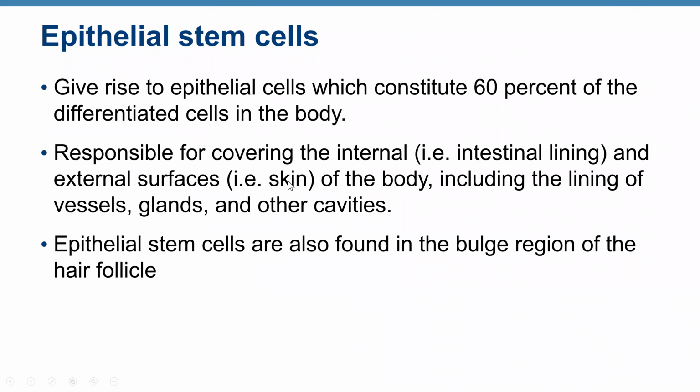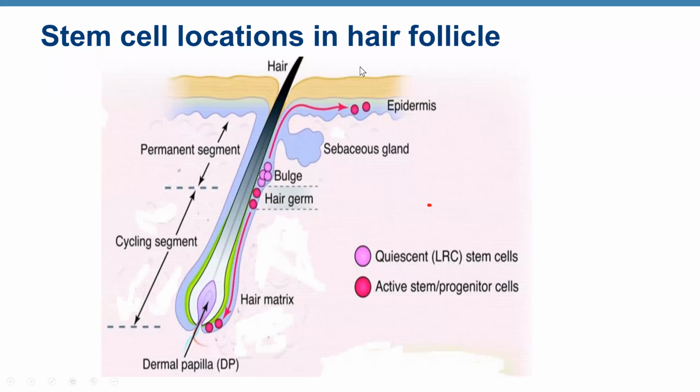Epithelial stem cells give rise to epithelial cells, which constitute 60% of the differentiated cells in the body. So 60% of your cells are epithelial cells. They are responsible for covering the internal and external surfaces, such as your intestinal lining, your skin, the lining of vessels, glands, and other cavities. Epithelial stem cells are also found in the bulge region of a hair follicle. I'll show you where they are found.